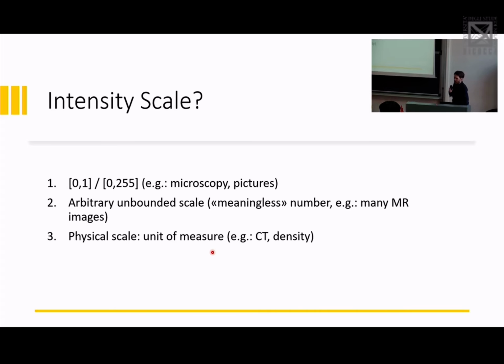And you can also have some other modalities where you have a physical scale. So when you do a CT scan, what we measure is the density, in every pixel, of the material that is present there. And so it makes sense that you associate it with a unit of measure. So you say this pixel has a density of 100. Or if you have a modality that measures the concentration of some drug, you will see you have 2 milligrams per kilogram of body of that molecule in that pixel.